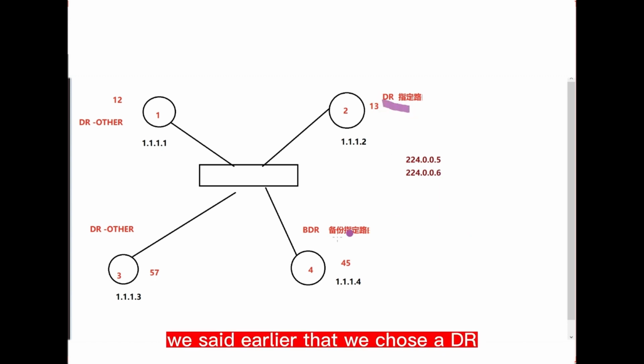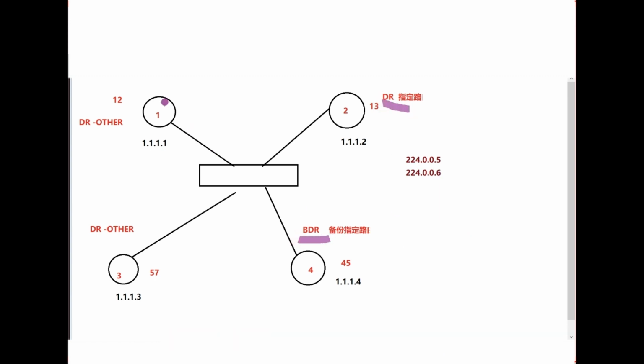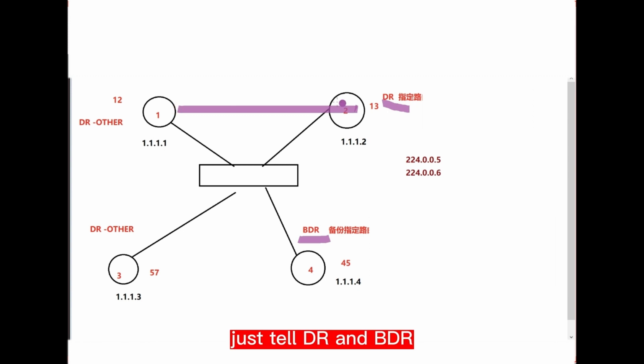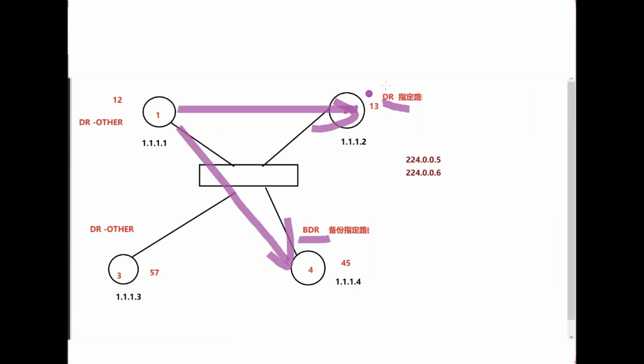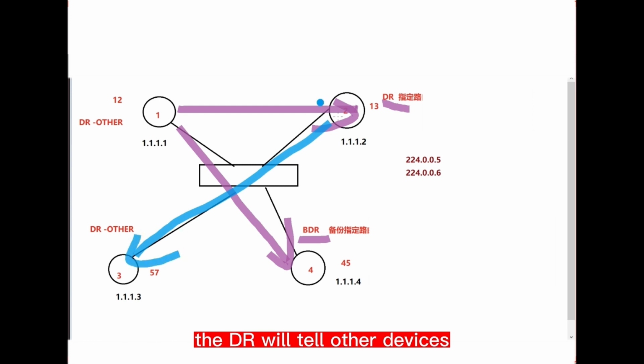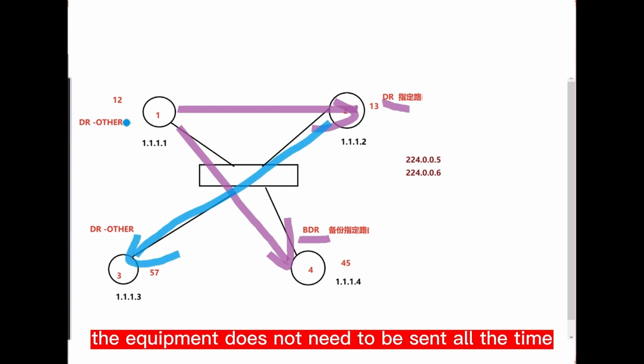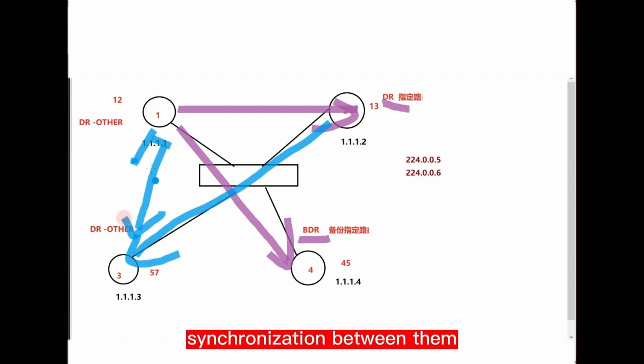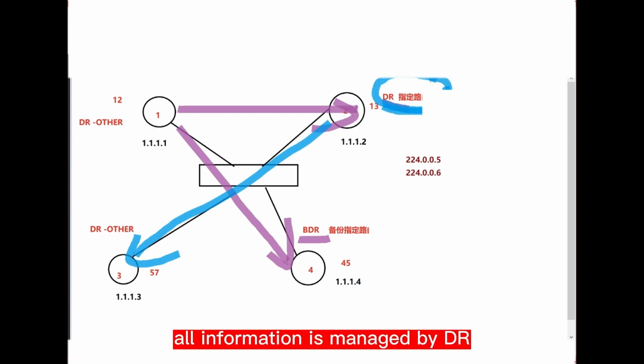We said earlier that we chose a DR and a BDR. This means that when a device has an update in the future, it just tells DR and BDR, and the DR will tell other devices. The equipment does not need to send updates all the time. Notice that between DR others there will be no database synchronization. All information is managed by DR.